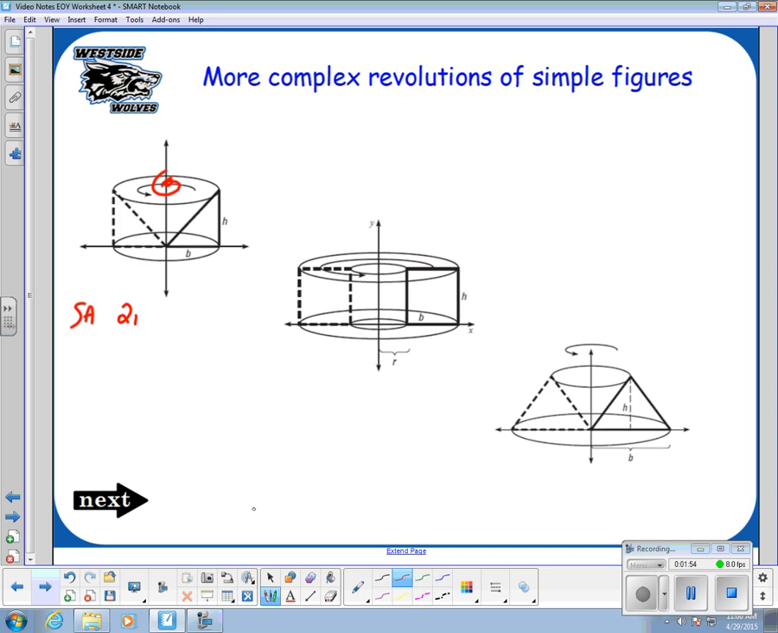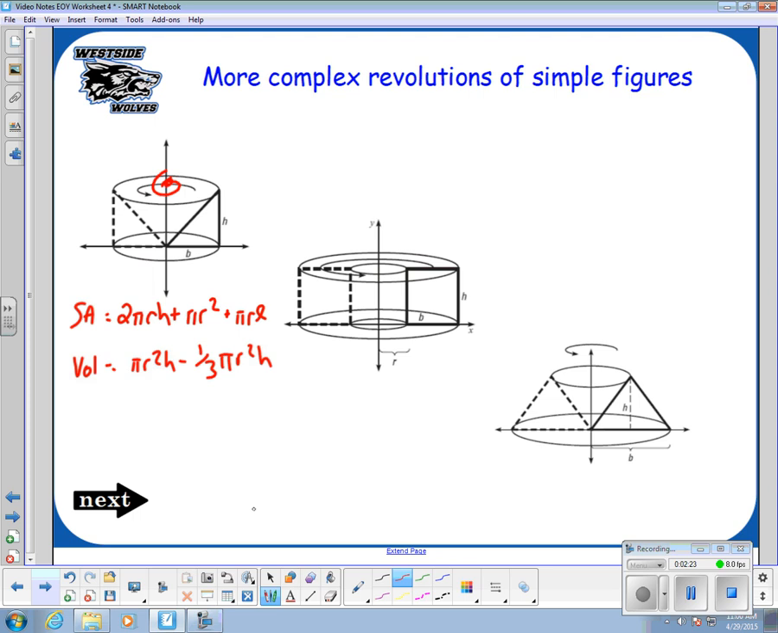2 pi r h plus pi r squared, which is the circle bottom, plus pi r l, which is the lateral area of the cone. And if we were going to do the volume, it would be the volume of the cylinder, which is pi r squared h, minus the volume of the cone, 1/3 pi r squared h. And so then we would have the volume of that figure.